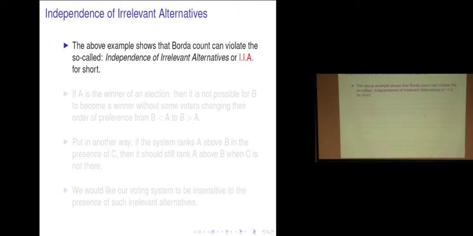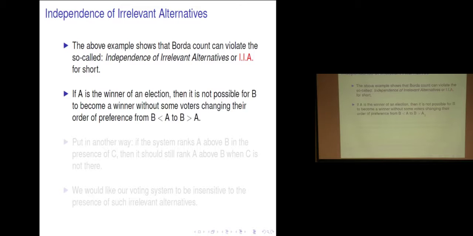Because it's too long, there's a shorthand, so I call it IIA. So what is this irrelevant alternative? If A is a winner of an election, then it is not possible for B to become a winner without some voter changing their order of preference from B less than A to B bigger than A. If you compare A and B, the only relevant thing is the ranking between A and B. All the other flippings are irrelevant, right?